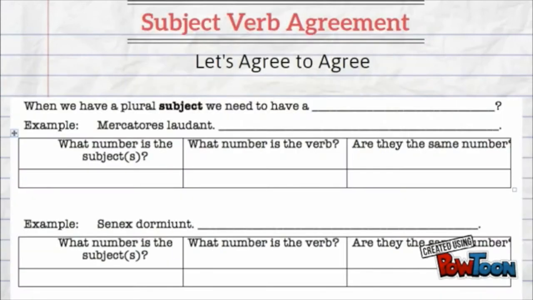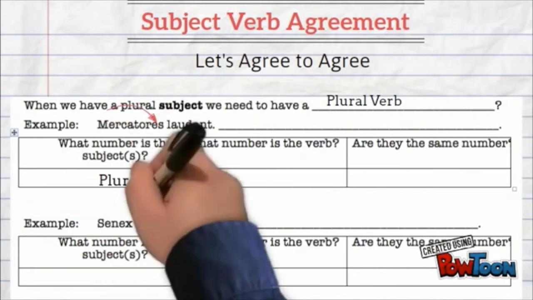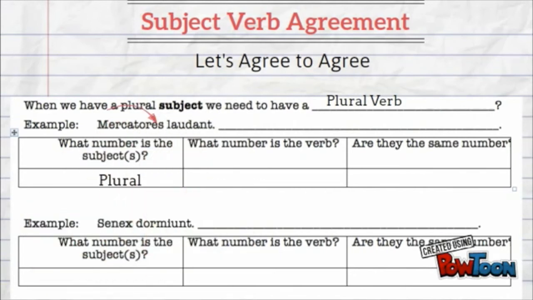Basically, when we have a plural subject, we also need to have a plural verb. So let's look first at our example of mercatores laudant. First, I want to look at mercatores. I see that mercatores has an ES on the end. That's our subject. And that ES is thus plural. Now I look at my verb. My verb ends with NT, which makes that also plural. So I need to ask myself, are they the same number? Yes, they are. Our sentence is correct.